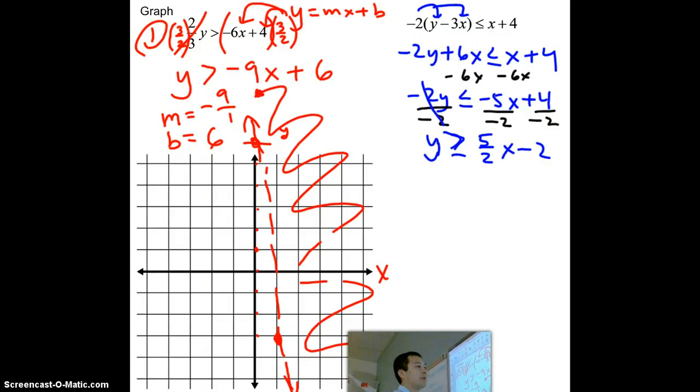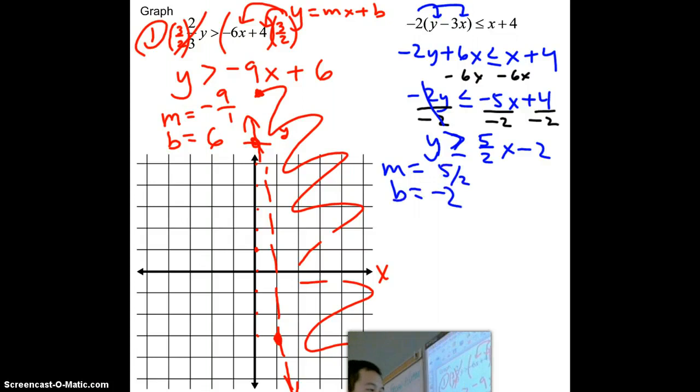Let's take a look now. When we're graphing this, we need to find two things. We need to find m, we need to find b. b is negative 2, m is 5 over 2. Start at negative 2, right here, 1, 2. Make your first dot. That goes 5 over 2. That means 5 up, 2 to the right. 1, 2, 3, 4, 5, 1, 2. Graph your second dot. Graph your line. Is this line solid or dotted? Good, this line is solid, so graph your solid line.